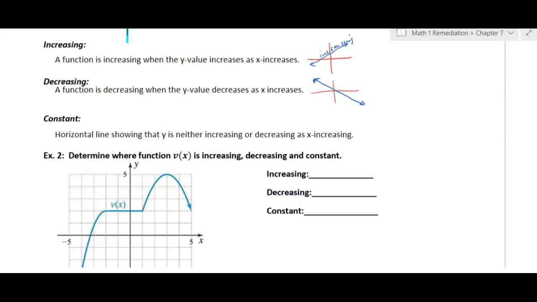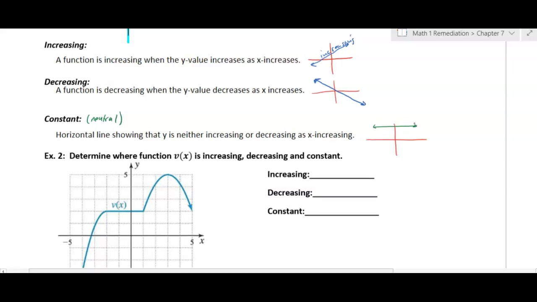Then, finally, constant. Constant means it's almost like the neutral, right? This is almost like the neutral. It's not going up. It's not going down. If the graph is constant, that means you basically have a horizontal line, right? So the y value is not going up and the y value is not going down.